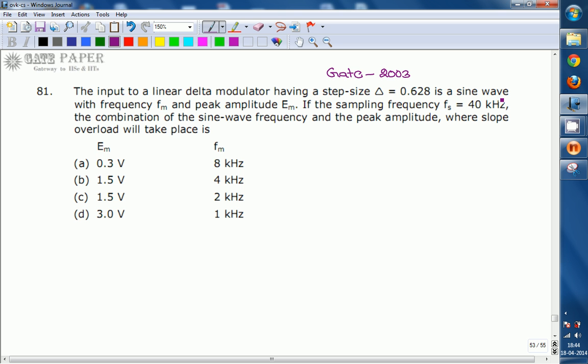0.628 is a sine wave with frequency fm and peak amplitude Em. If the sampling frequency fs equals 40 kHz, for which combination of sine wave frequency and peak amplitude will slope overload distortion take place? To cause slope overload distortion, what combination of sine wave frequency and amplitude is required?